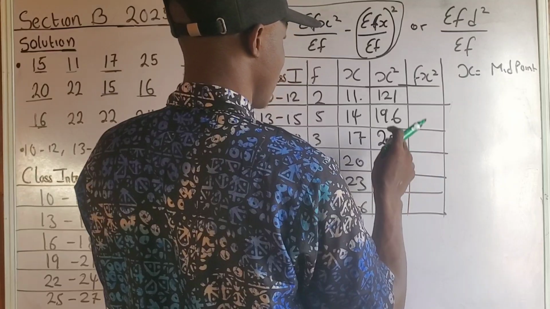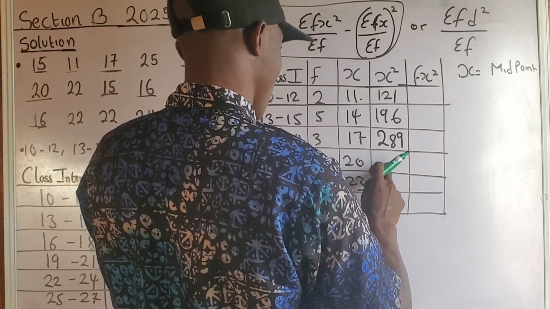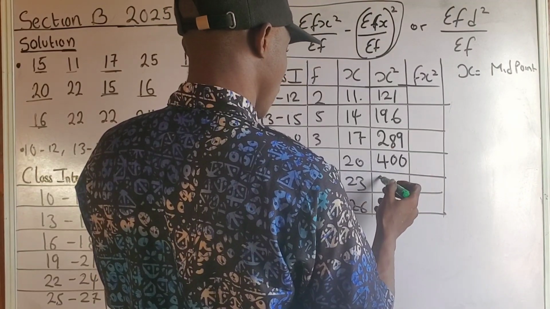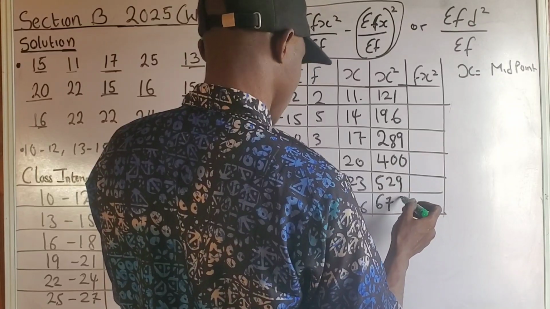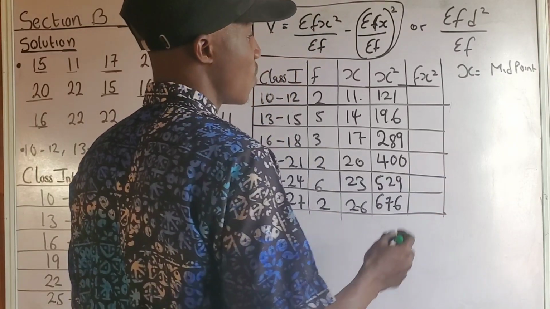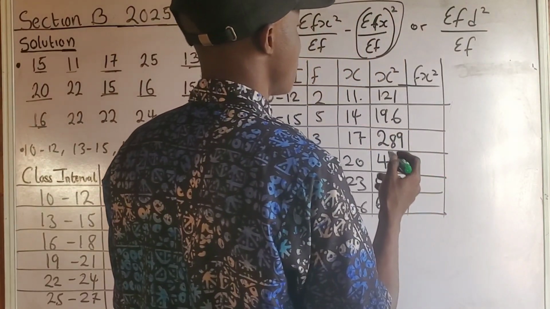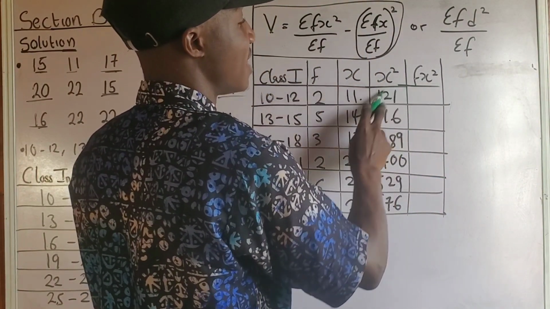289. Then here, I'm going to have 20 squared. That is 400. Then 529. Then 676. Okay. So, having done that, please pay attention. fx squared simply means the product of each f and x squared.